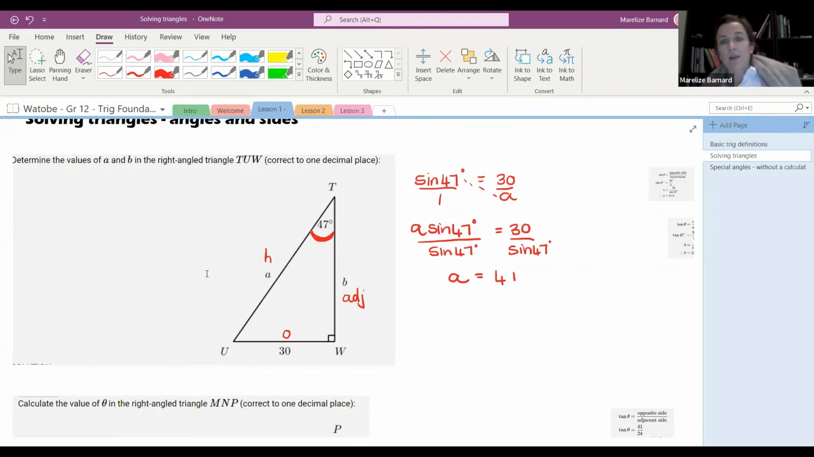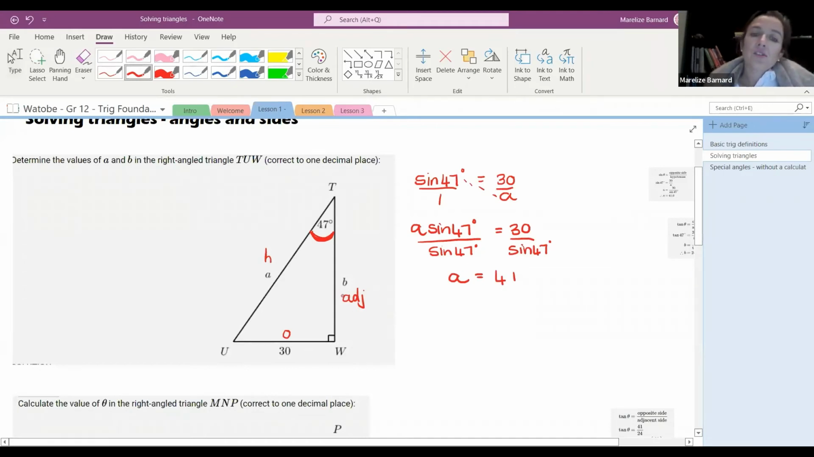Okay, right, remember we're rounding to 1 decimal place. So if we have to make a ratio to solve for B, we use the side that's given, the opposite side, and the side that we are solving for, that's the adjacent side. So opposite and adjacent, that is tan. So tan of 47 degrees is 30, opposite over adjacent, TOA, over B.